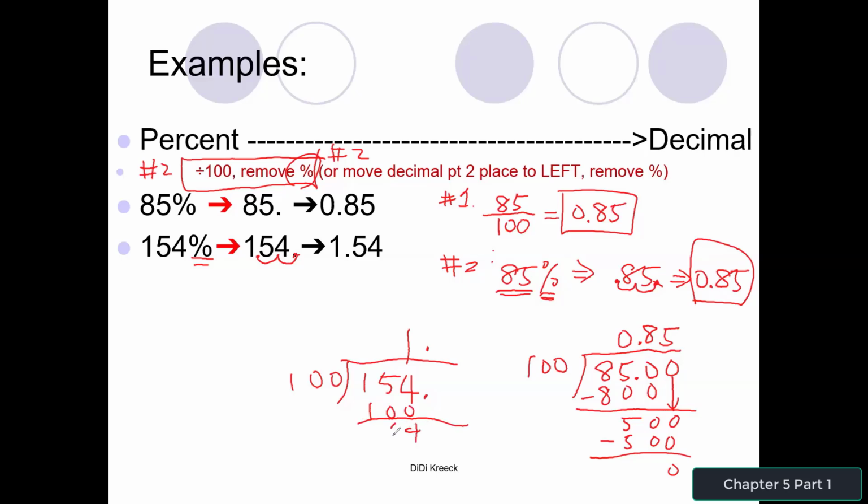And then here I have 4, I have 5, 1 minus 1 is 0. Okay, add a 0 and then bring that down. And then I can have 100 go 5 times. And then 0, 0, 5. So here we have 40. Okay, add 1 more 0 and then bring that down. 400 divided by 100, I can have 100 go 4 times. And then it will be 1.54. Okay, so it's pretty straightforward converting percent into decimal.